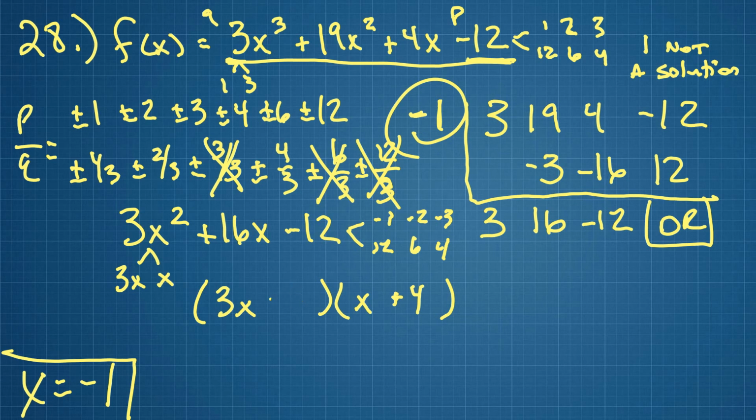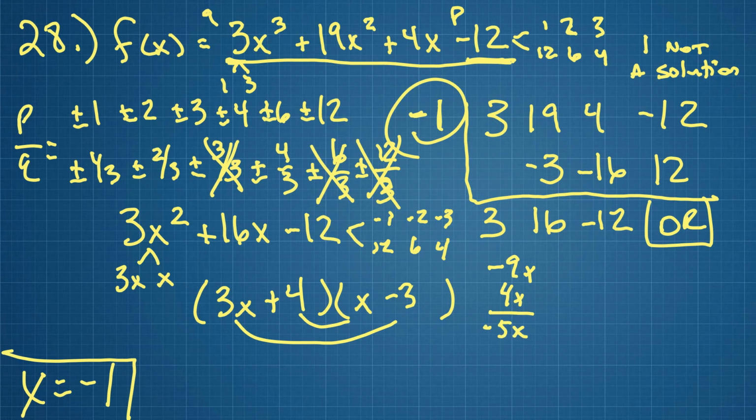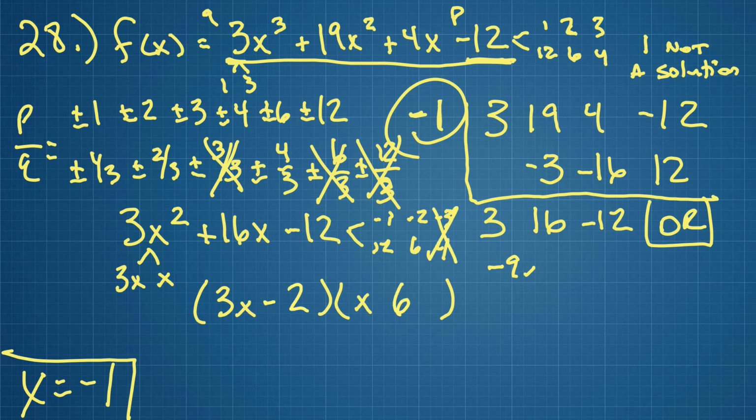So -3 and 4 is not going to work, but maybe the order needs to be changed. It's possible. So I put the +4 here, and the -3 here. Let's try again. I get -9x. The inside I get 4x. Together that's -5x. It's not what I have here. So 3 and 4 is not going to work. That means I'm going to try -2 and 6. So I put -2 and 6, because 3 and 4 didn't work.